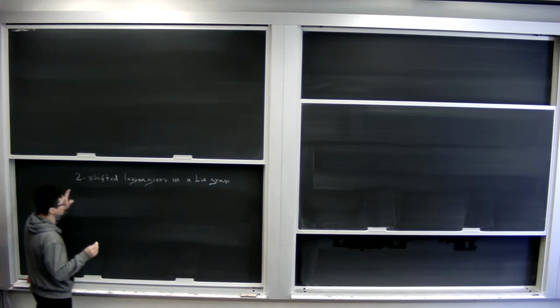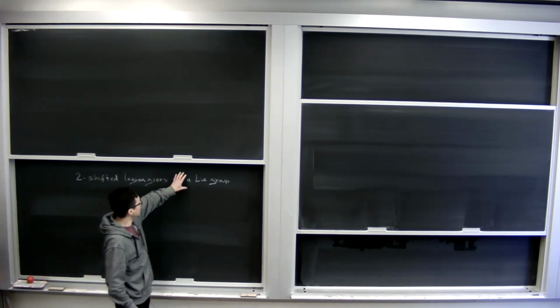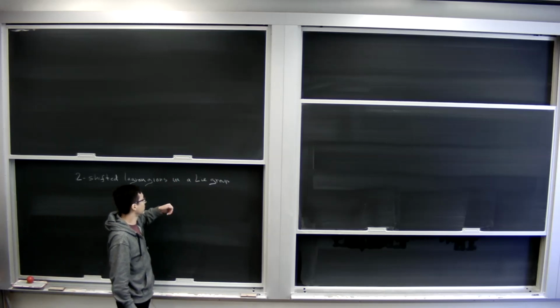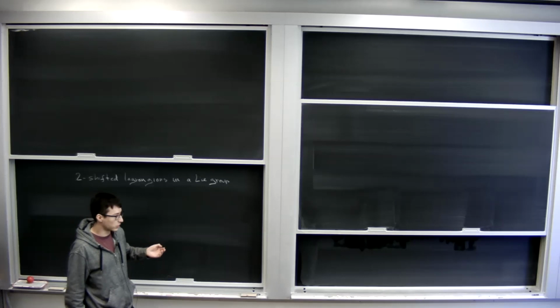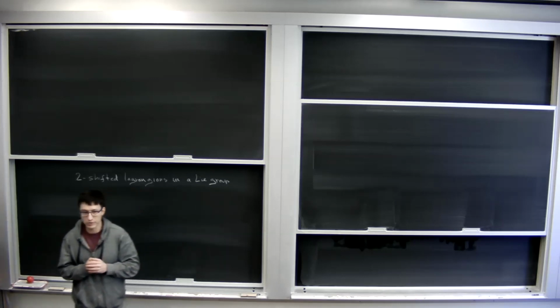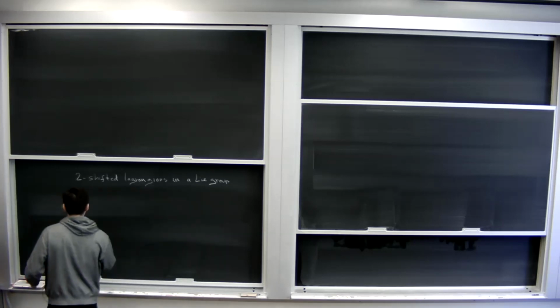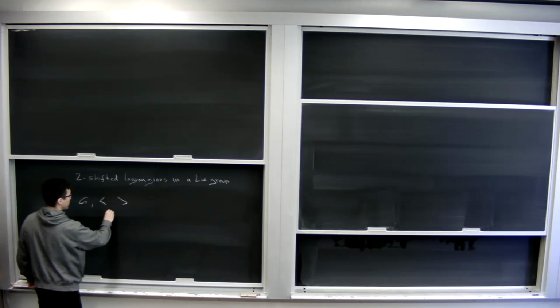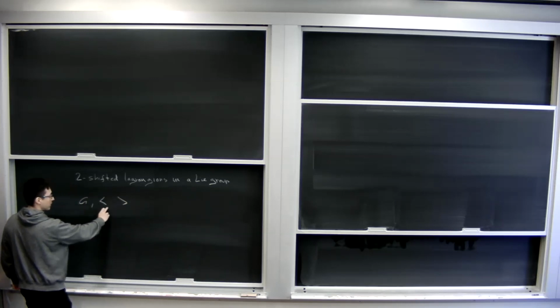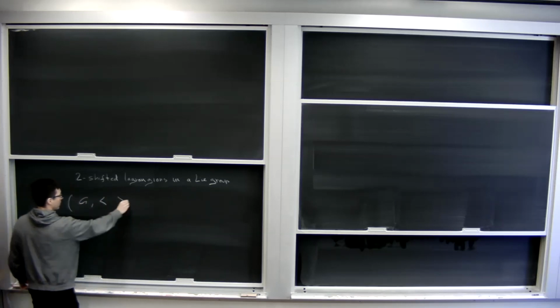For today is just to discuss an example of a two-shifted symplectic structure and also of the two-shifted Lagrangians that are associated with it. So the basic object for us is going to be a Lie group equipped with a metric, which is ad-invariant on its Lie algebra.